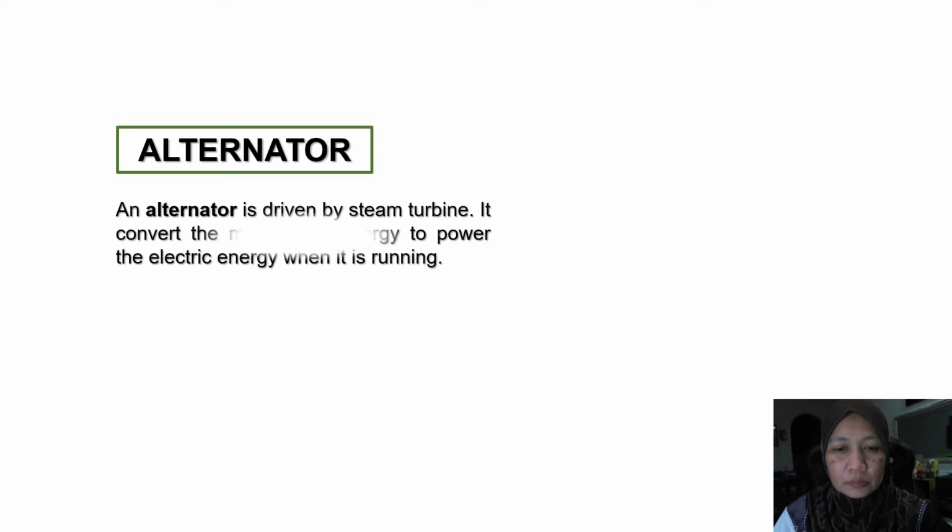We know an alternator is a type of electric generator used in modern automobiles to charge the battery and to power the electrical system when the engine is running. So, in this learning system project, an alternator is driven by the steam turbine. It converts the mechanical energy to electric energy when it is running.